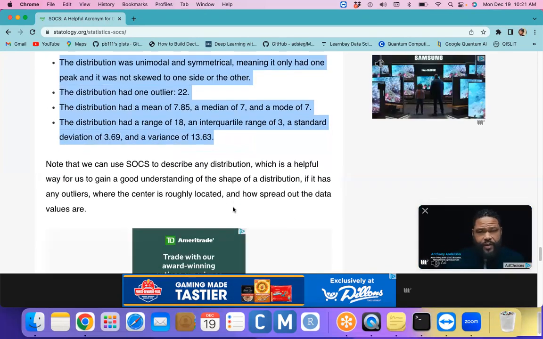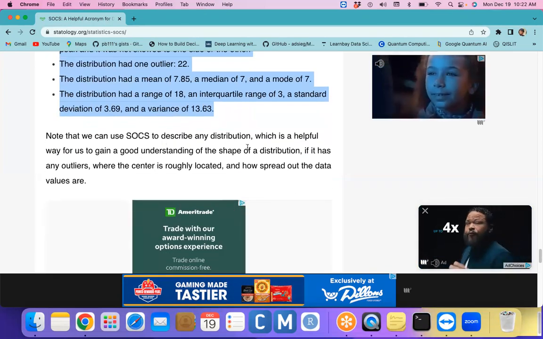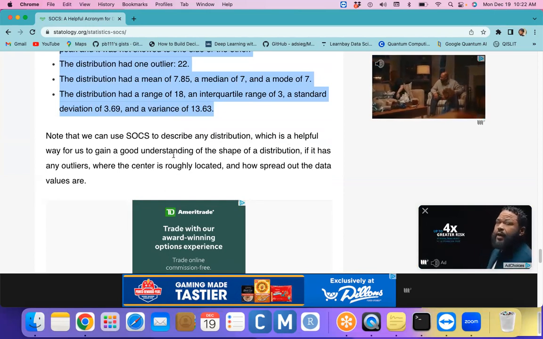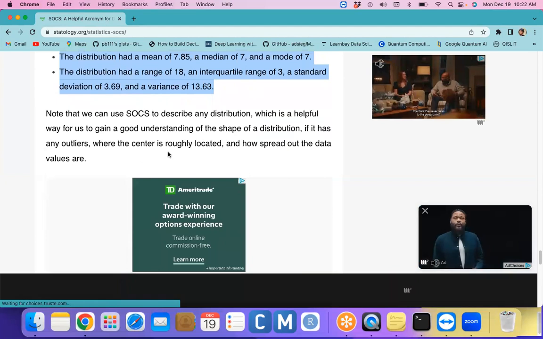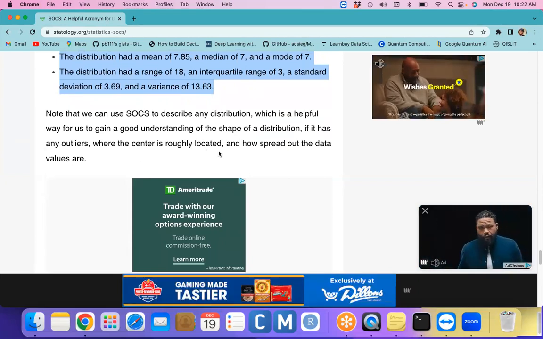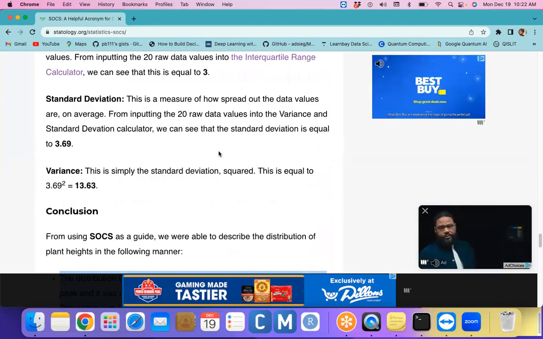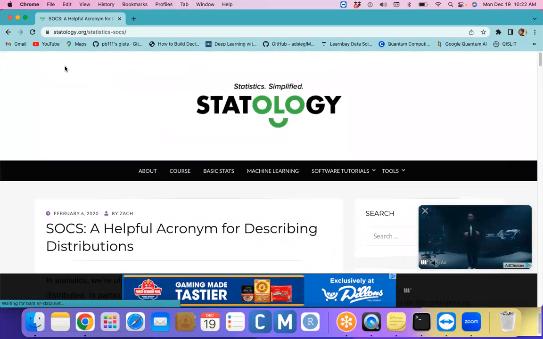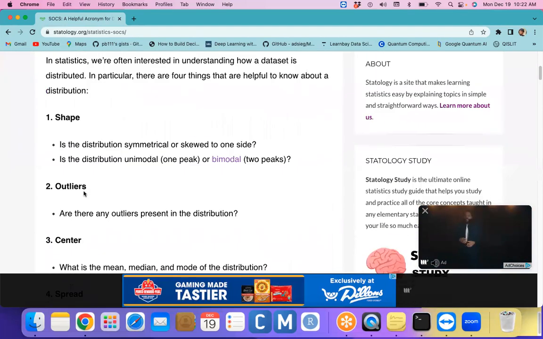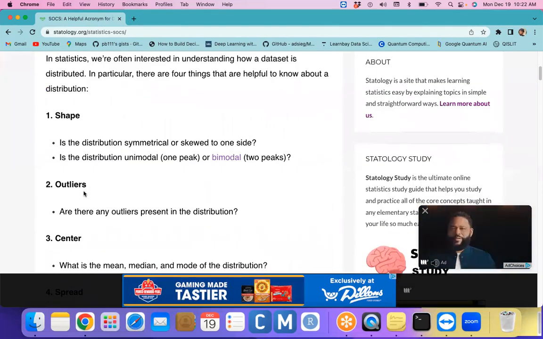Note that describing the data is helpful to get a good understanding of the shape of the distribution, whether it has any outlier, where the center is roughly located, and how the data is distributed. This is a small example, guys, for understanding this particular distribution data. Any questions?